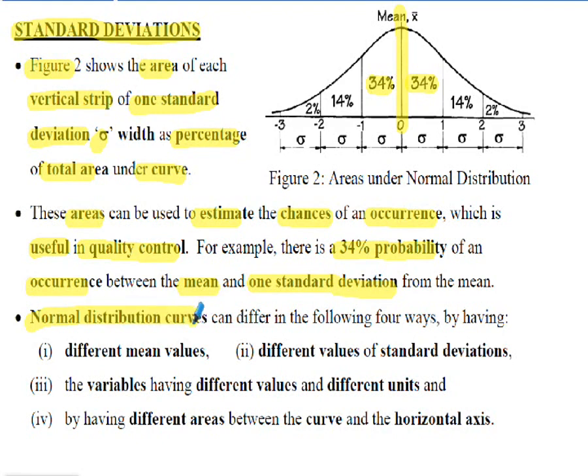Normal distribution curves can differ in four main ways. Firstly, they can have different mean values. Secondly, they can have different values of the standard deviation. Thirdly, the variables can have different values and different units. And finally, they can have different areas between the curve and the horizontal axis.